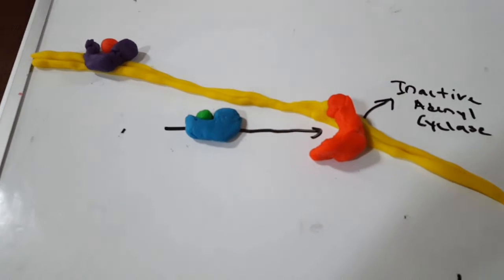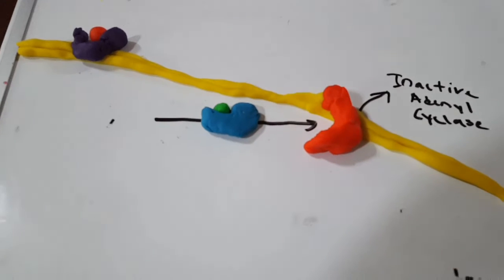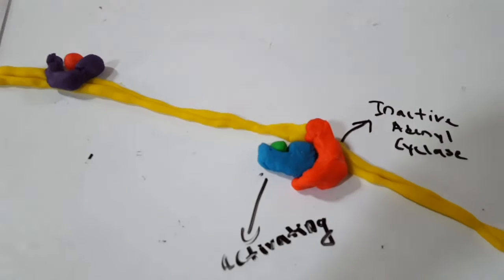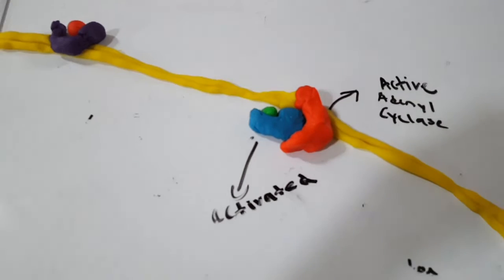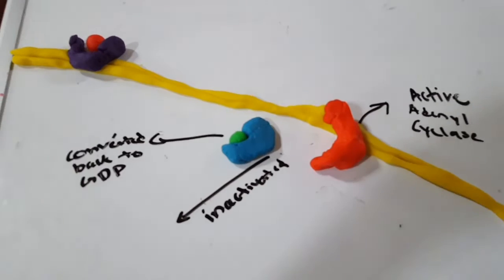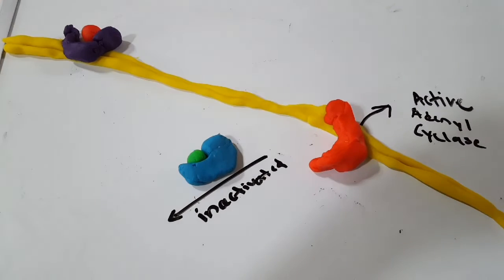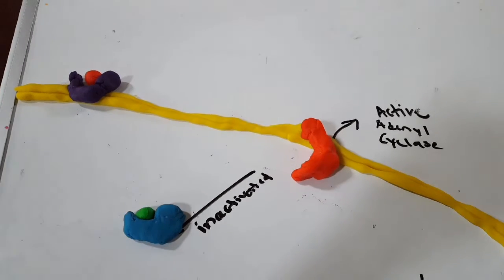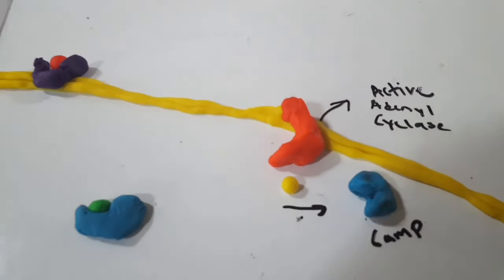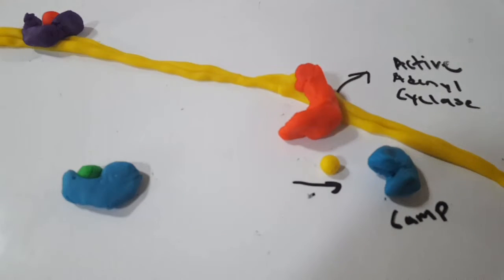The active G protein then activates the enzyme, which then causes the G protein to be converted back into its inactive form, which also makes the GTP be converted back into GDP. The inactive enzyme is also converted back into its active form, and it also produces ATP. The ATP leaves and then it is converted into cAMP.